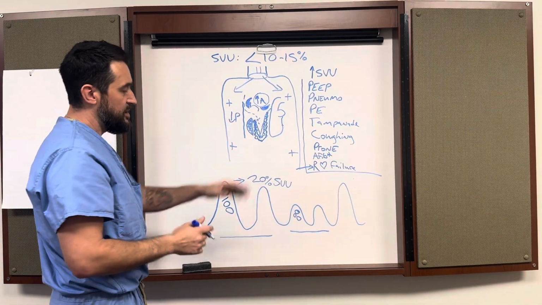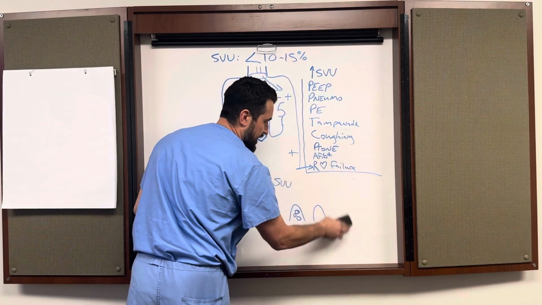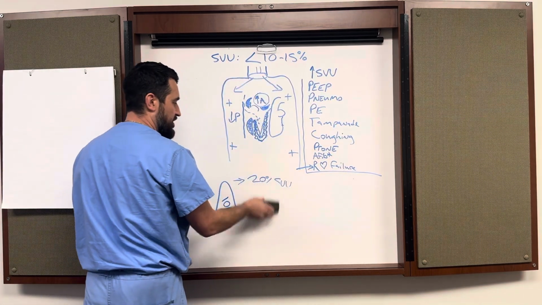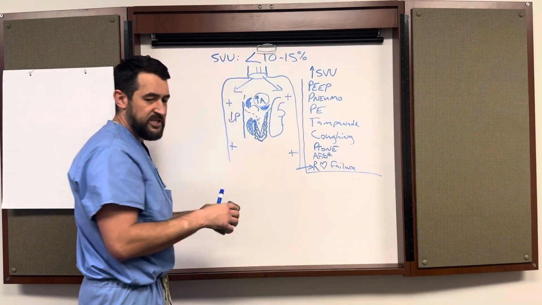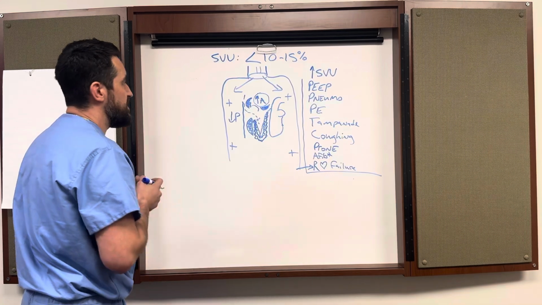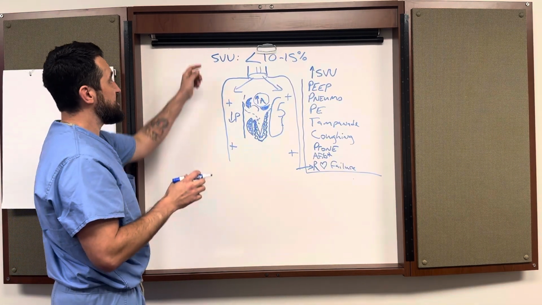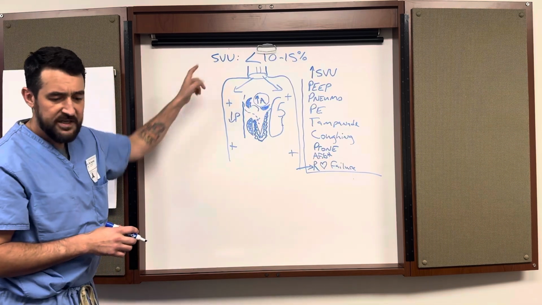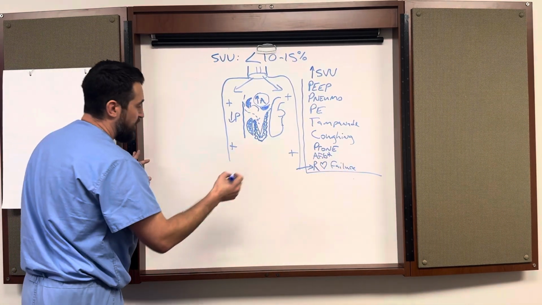With AFib, this is one of the big misconceptions about FloTrac and about Acumen, that if your patient is in AFib, you cannot use these monitors. Well, AFib really drastically affects stroke volume variation, but doesn't have a whole lot of effect on the other parameters that we use. And let me explain why.